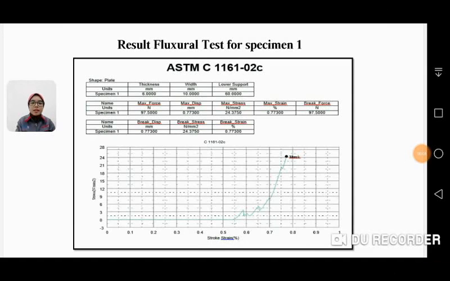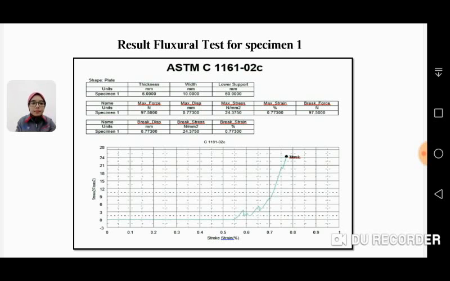So now I will explain the result that we obtained from the experiment. This is the result of the flexural test for specimen 1. We can see from the graph that the structure of specimen 1 at the beginning is in good condition, but after a few minutes of the flexural test, the specimen structure shows that a crack occurs.